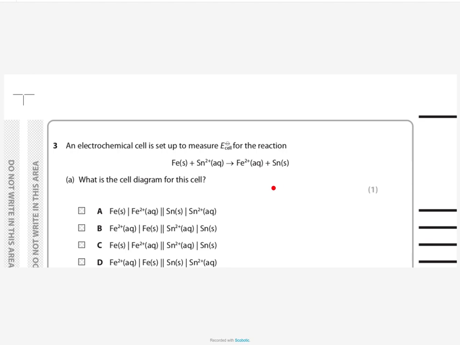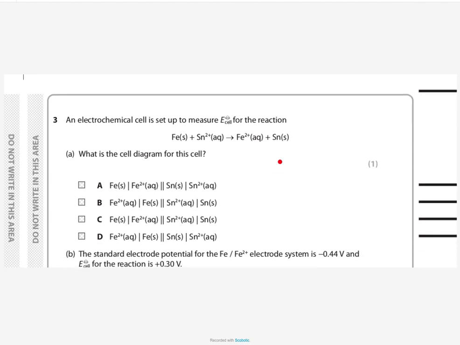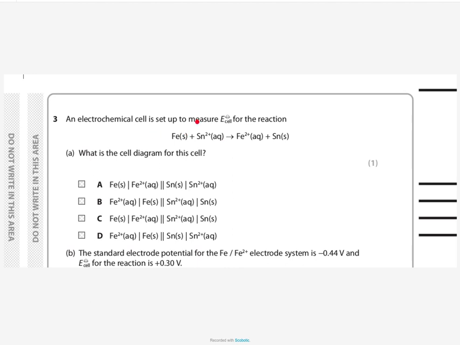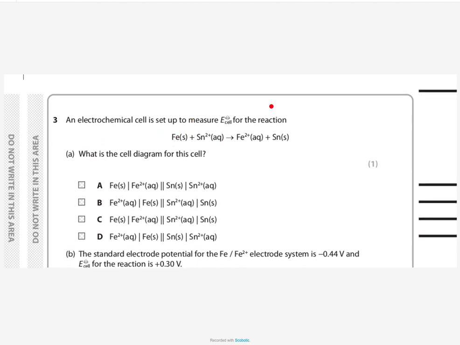An electrochemical cell is set up to measure the standard electrode potential, the overall cell potential, for the reaction given. What is the cell diagram for this cell? In a cell diagram, the double vertical line, the 2 parallel lines, represents the salt bridge. When you write the cell diagram, what you write on the right side is the reduction. Reduction should be on the right. It's easy to remember because right and reduction both start with the letter R, right?